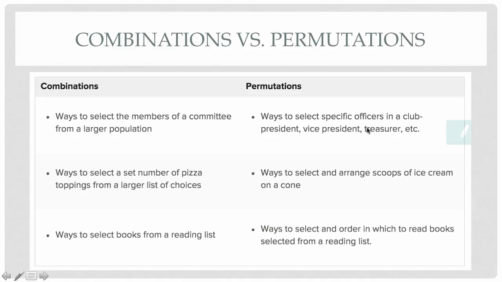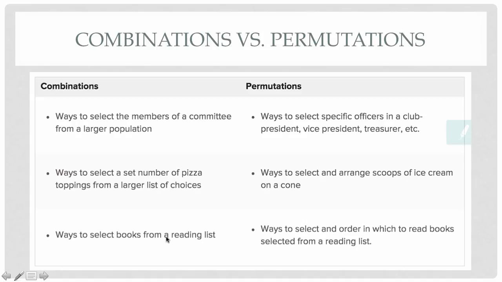That's a permutation problem. A combination problem would be a way to select a number of pizza toppings from a large list of choices. Again, if you order a pepperoni, sausage, and olive pizza, you don't care which one goes on first. You just want the pizza to have all 3 toppings. So different toppings would be combinations. But an ice cream problem would be ways to select and arrange scoops of ice cream. So if you wanted mint on the bottom and chocolate on top, that's different than if you really want chocolate on the bottom and mint on top. So permutations.